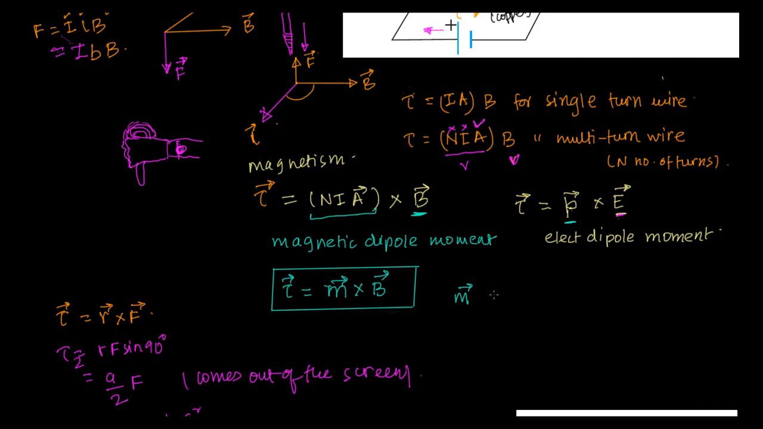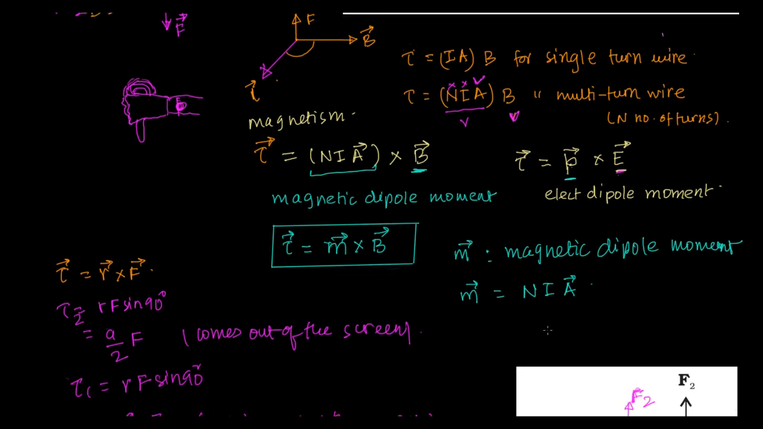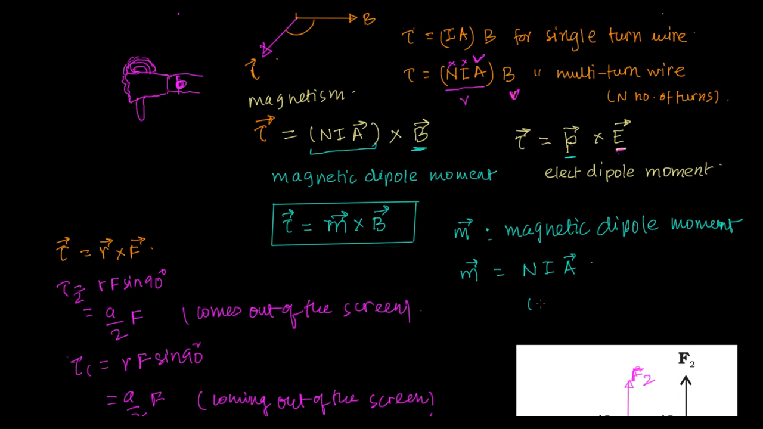So I define M as the magnetic dipole moment and it is NIA, where the direction of A is defined by the right hand thumb rule. So you curl your fingers in the direction of the current, and your thumb will tell you the direction of M, right?